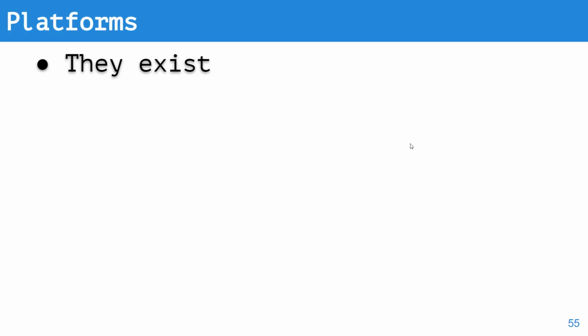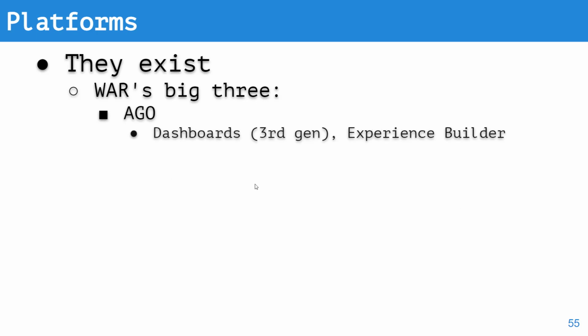So platforms, they exist. And what I mean is dashboard platforms, I guess. My big three: ArcGIS Online, besides all the other stuff it can do, has two distinct areas for dashboards. There is the dashboard technology called that. It's on its third generation. So there was operational dashboards, which were window-based only. Then they moved to the web, and they're on their second generation of the web, where they've got more mobile, more Arcade things happening.